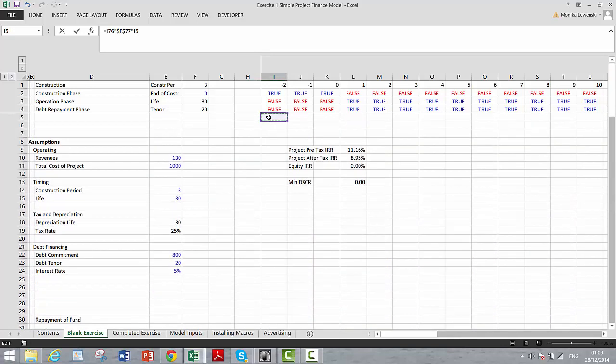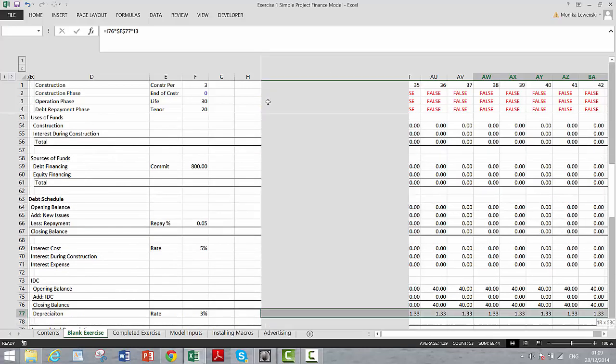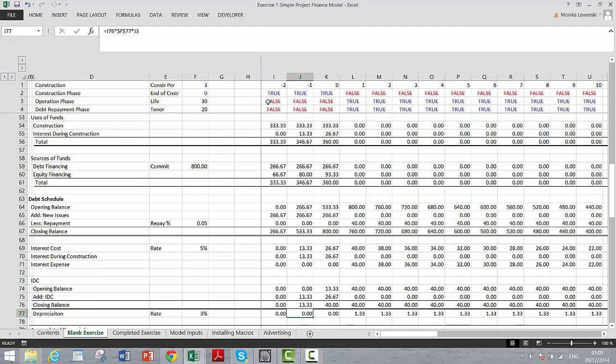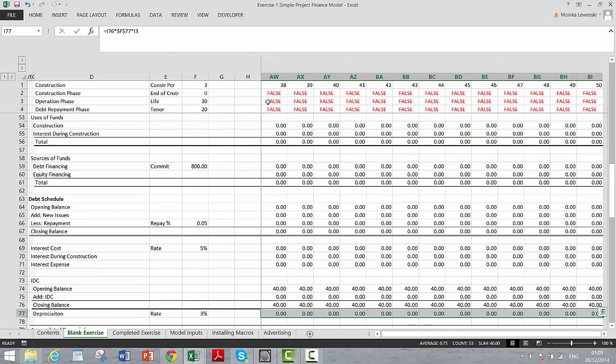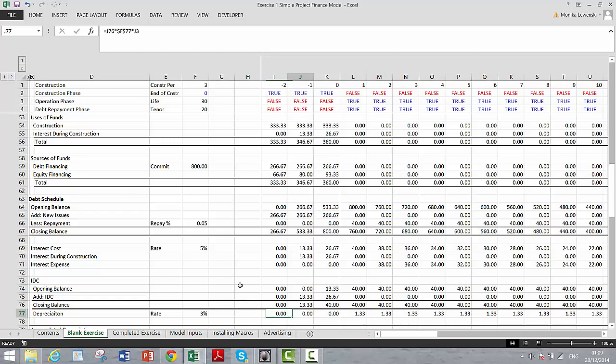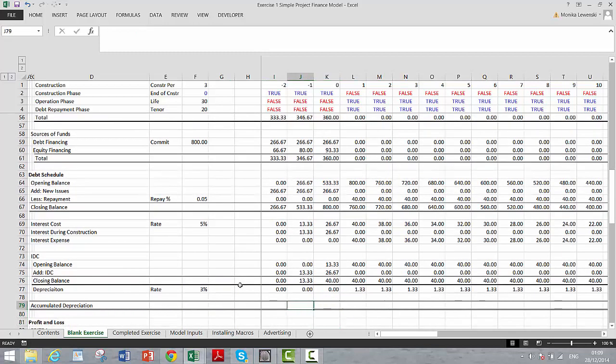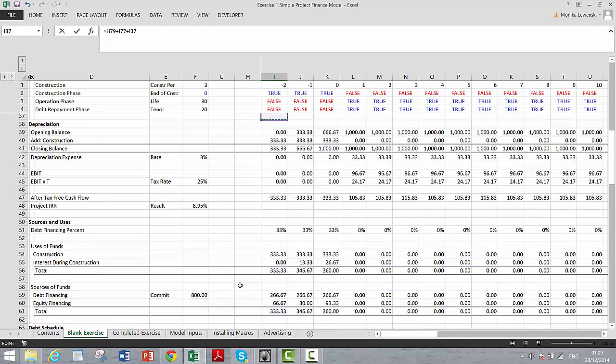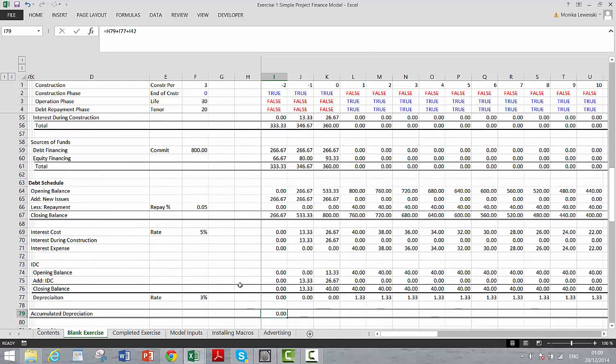Of course, I don't have any tests in this, but we should absolutely make sure that the depreciation doesn't exceed the total, in this case the depreciation equals the total interest during construction. And now to get the balance sheet working, we can take the accumulated depreciation, which is last year's IDC depreciation, plus the depreciation expense.